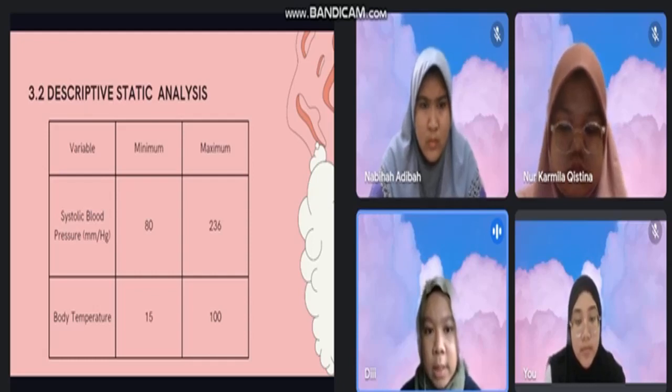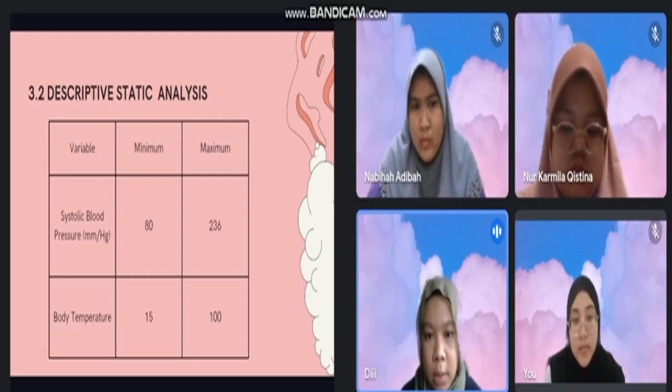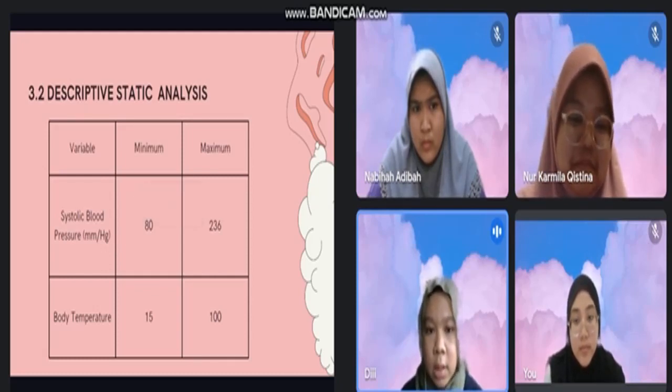The median of systolic blood pressure is 130, while body temperature is 47. Not just that, the table also summarized that most of the respondents have a systolic blood pressure level of 120, while a body temperature level of 40.